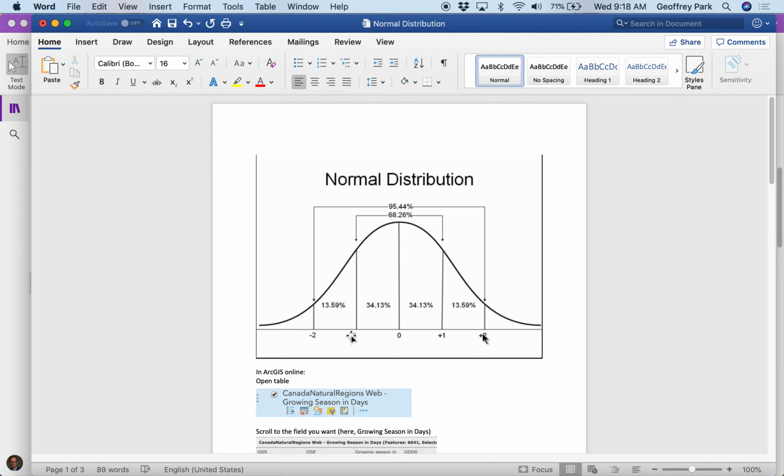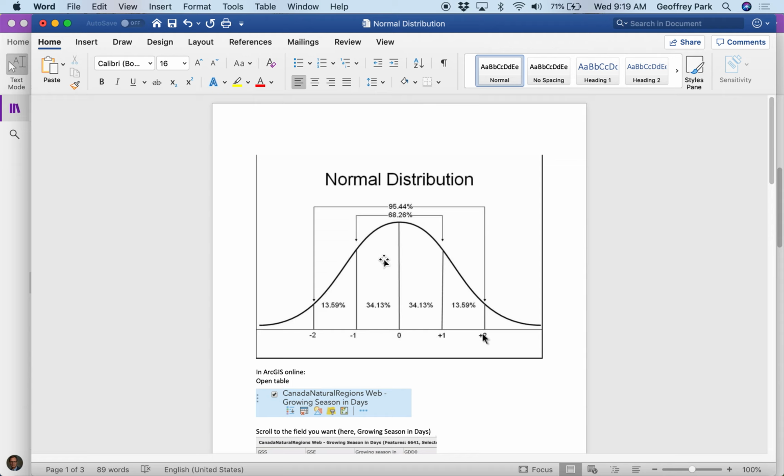So you'll see the plus ones and minus ones and plus twos and minus twos here. This means one standard deviation above the mean. And this means two standard deviations above the mean. Standard deviation is a calculation that takes all the data, and there's a process that we don't need to talk about right now. You'll do that in a stats class at some point. The good news is that ArcGIS and Excel and various things like that will calculate standard deviation for you. But that's what it means.